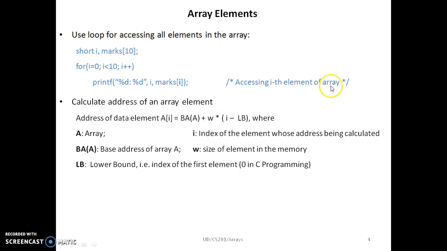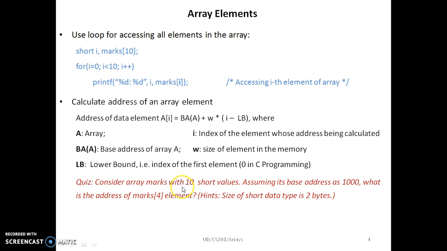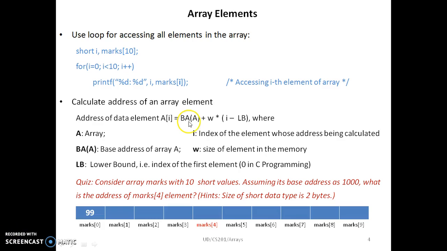So with that, let's solve this quiz. Let's have a pause and come back with the answer as soon as possible. Well, so you have to replace base address with 1000, W with 2, and i with 4. So the memory address for marks[4] element is going to be 1008.